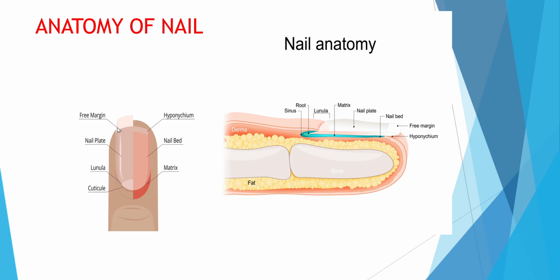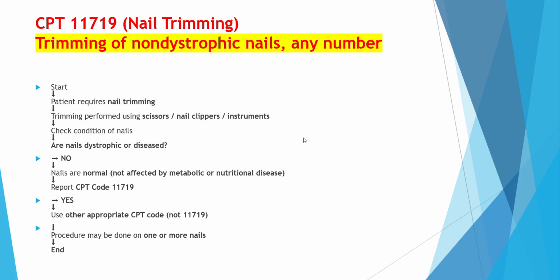So, we have the free margin, hyponychium. This is the nail bed. This is the matrix. We have the nail plate, lunula, and a cuticle. Okay. Sinus, root, lunula, matrix, nail plate, nail bed, free margin, hyponychium. Okay. This is the anatomy of the nail. Next, we will go through CPT codes.